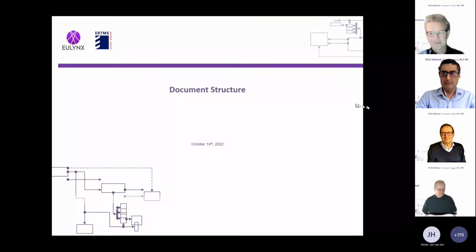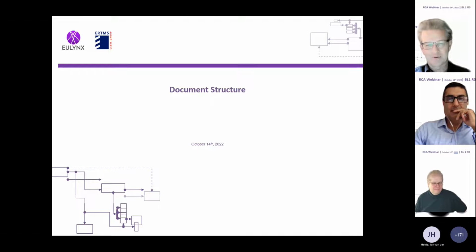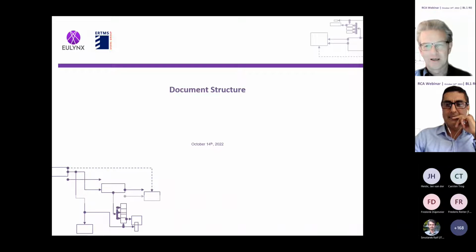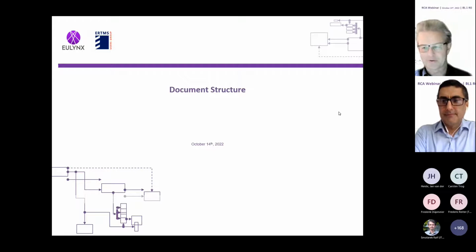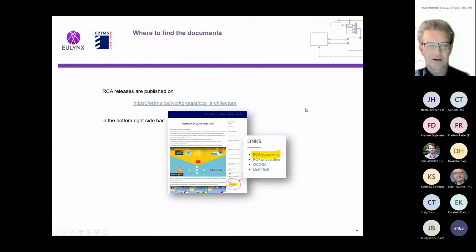Exactly. Thank you very much, Michelle. In the meantime, I was looking for a pop-up window saying ready to install RCA, but I could not make it so fast. Anyway, like Michelle said, it is now the presentation to help the audience to better walk through the numerous list of documents, so to know where to start and what is your area of interest. And first of all, the RCA releases are published on that site. So it has a page which you see down there, and at the right bottom corner you see the link to the RCA documents. So there you will find that. I think this is an easy to remember address, ertms.be workgroups CCS_architecture.